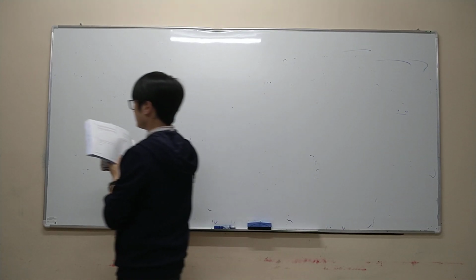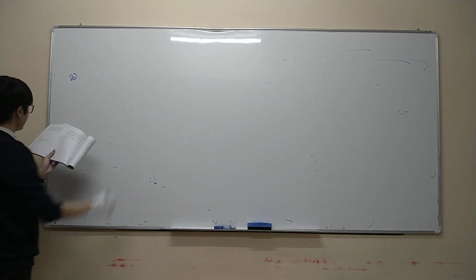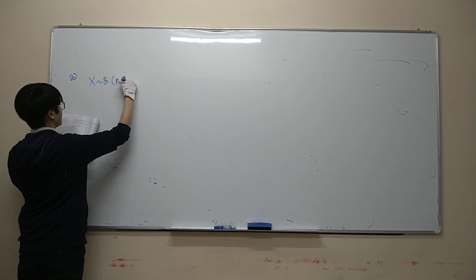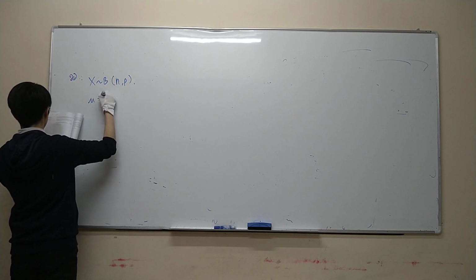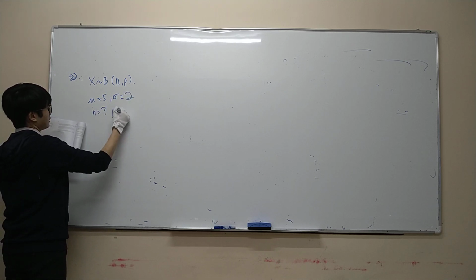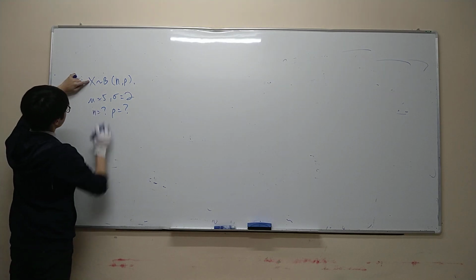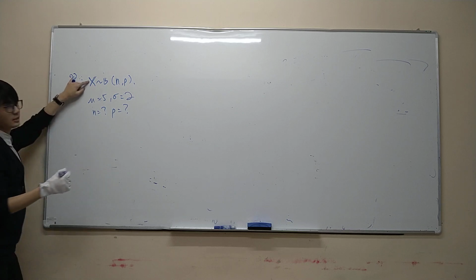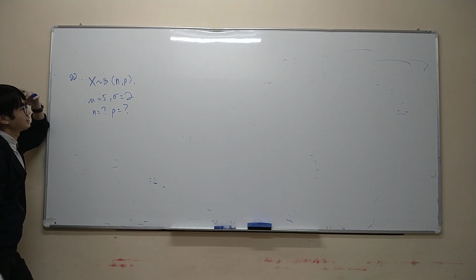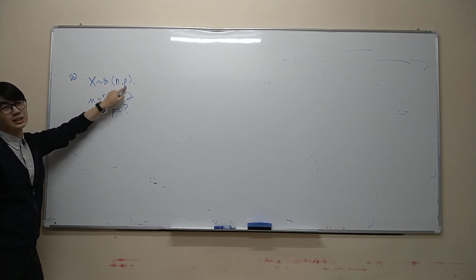Okay, 22 is binomial distribution. So the random variable says X follows B(n, p). The mean is 5. Standard deviation is 2. Find the values of n and p. When you see the X here, you know what X is, right? In binomial distribution, the B here means binomial, n is the number of trials, p means probability of success.